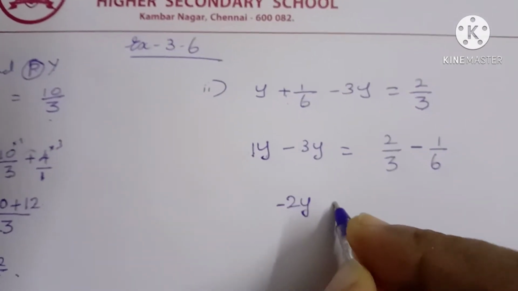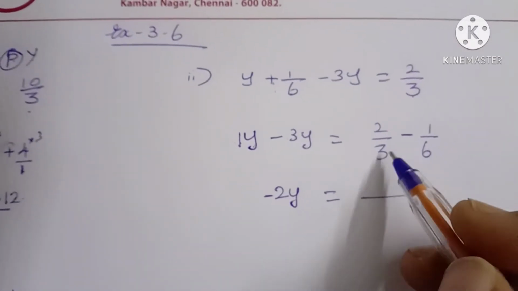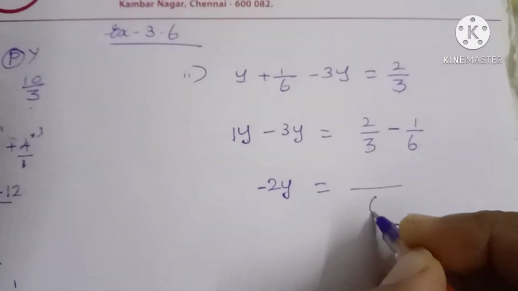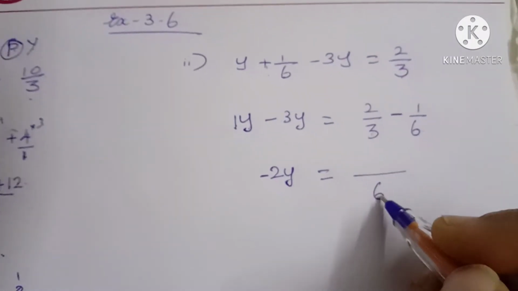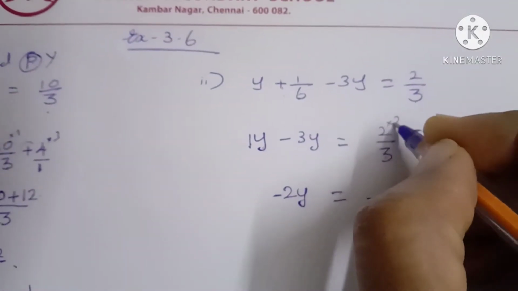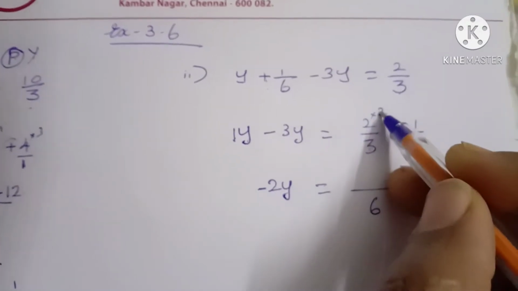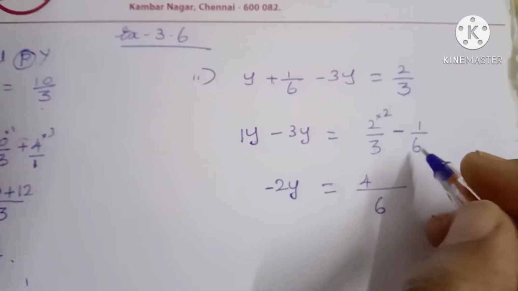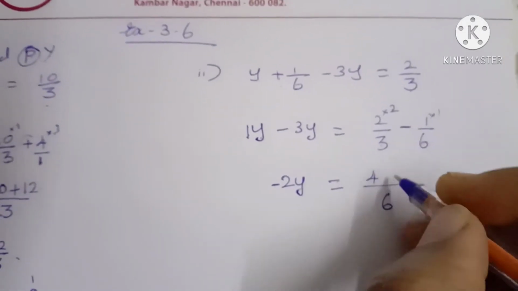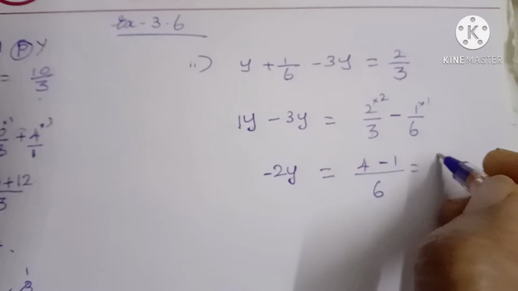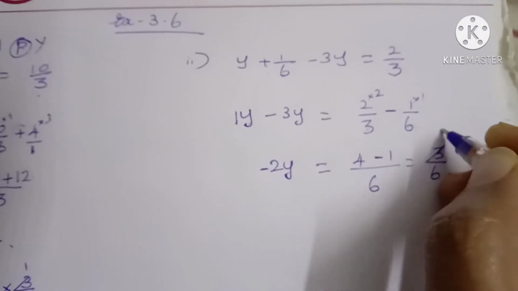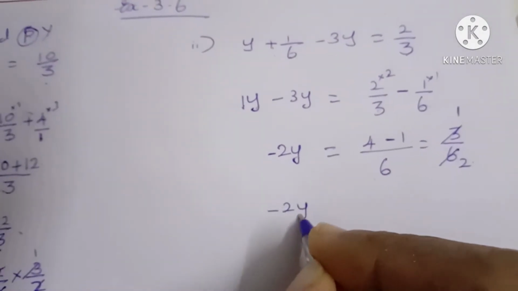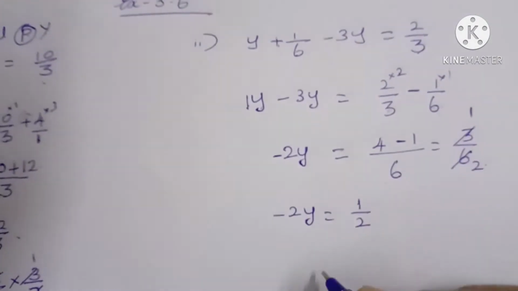Minus 2y is equal to the common denominator for 3 and 6 is 6. And in 3 table, 6 is divisible by 2 times. That you have to multiply with the numerator. So 2 into 2 is 4. And 6 table 1 time, which is equal to 3 by 6. In 3 table, 3 ones are 3, 3 twos are 6. So minus 2y is equal to 1 by 2.